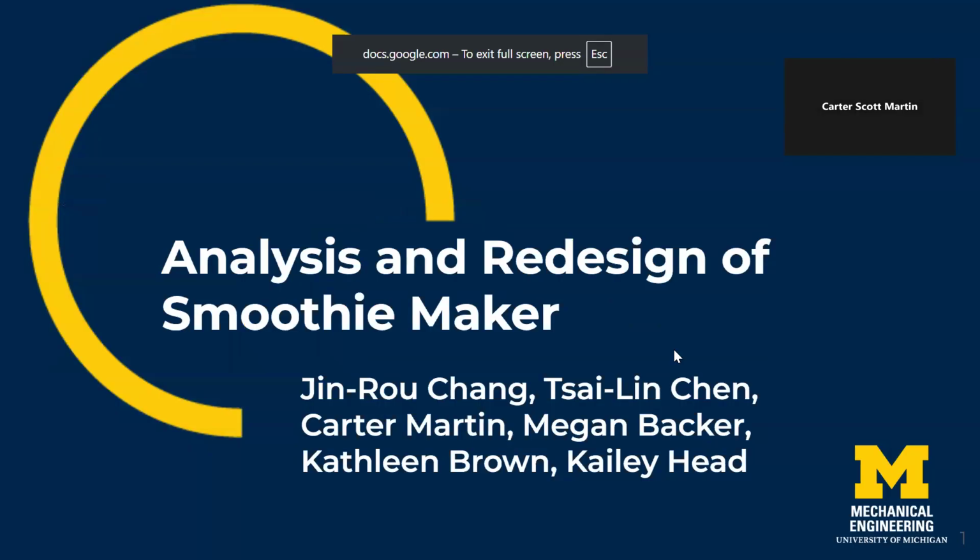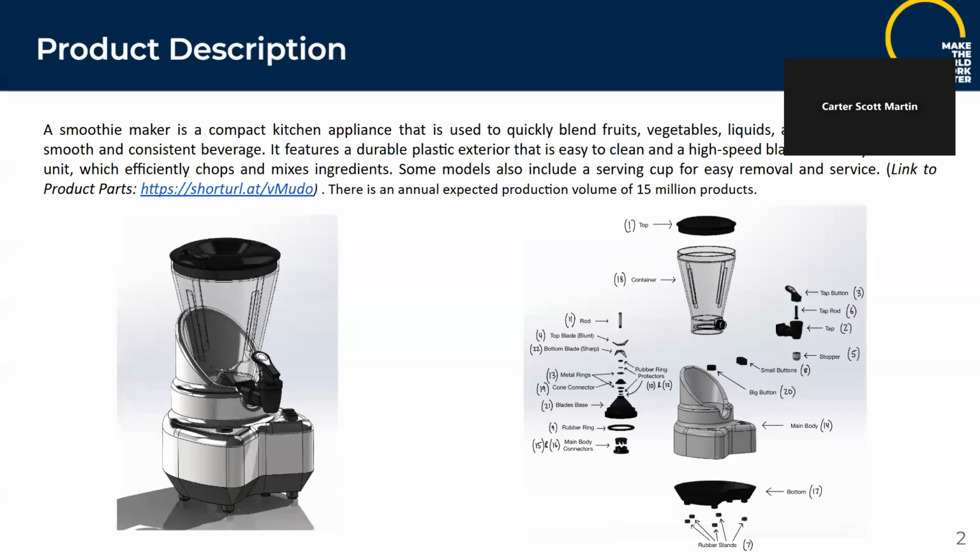Hello, we are doing the analysis and redesign of the smoothie maker for our DFA and DFM class. So the smoothie maker is a compact kitchen appliance, basically used to blend fruits, vegetables, and other things. Some key things about it is that there's an annual expected production value of about 15 million products. And you can see the CAD here and the exploded CAD diagram as well.